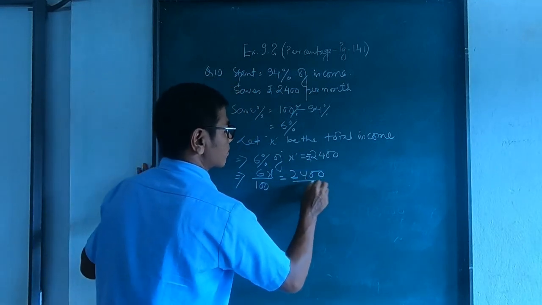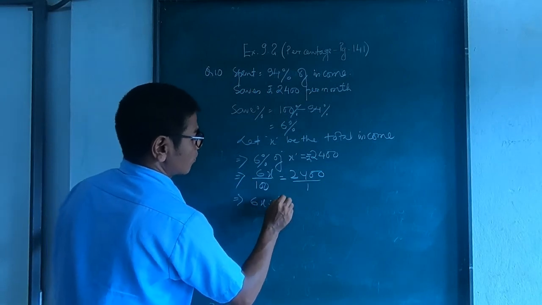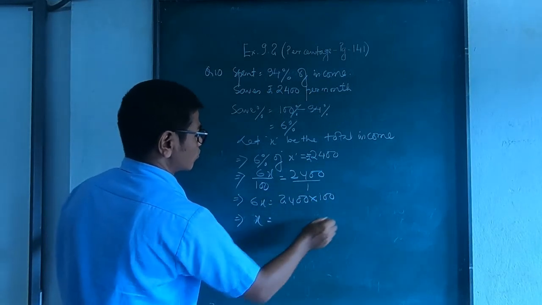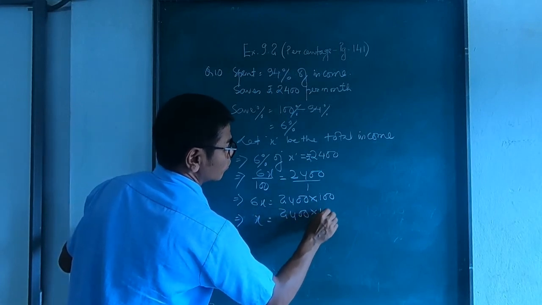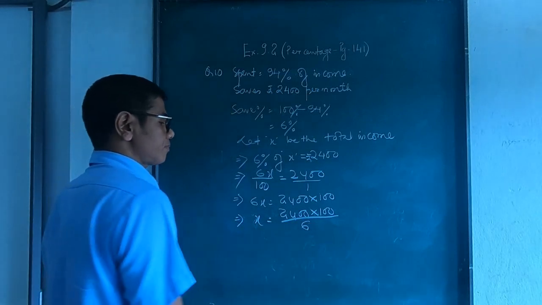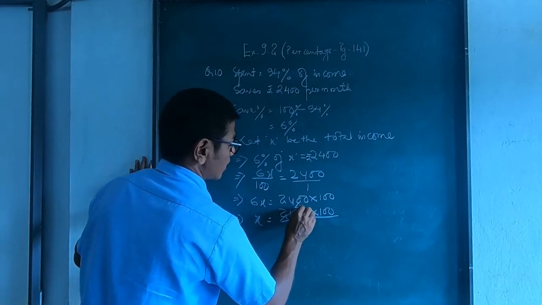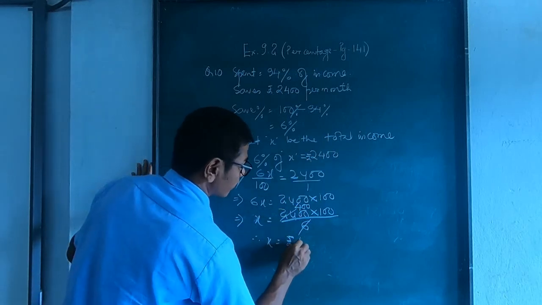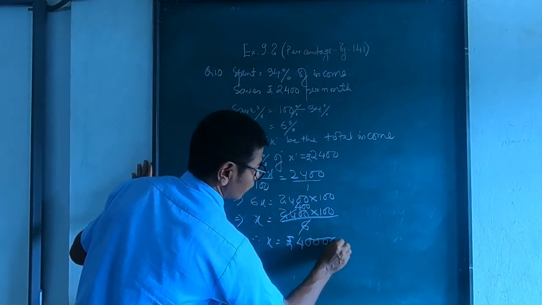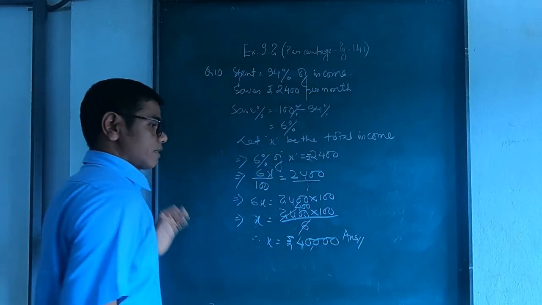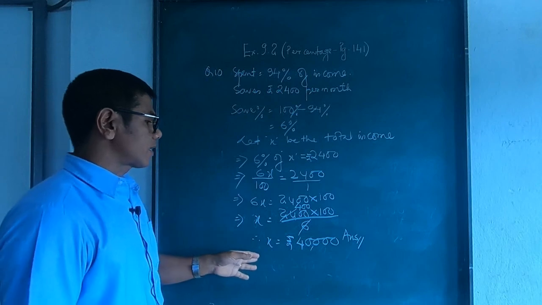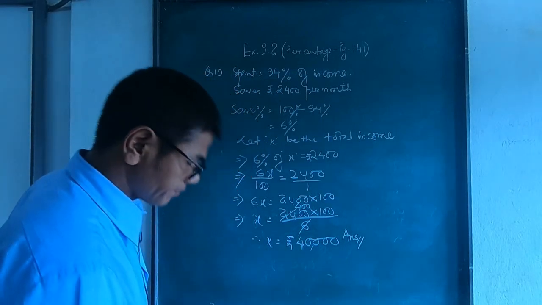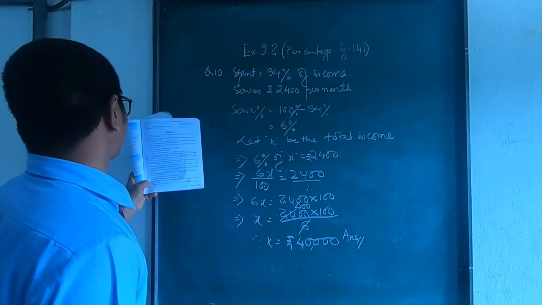Now just simplify it. Okay, now we cross multiply. 6x equal to 2400 into 100. Thereby keep only x on the left, this will go to the right, will become divide, 2400 into 100 divided by 6. 6 fours are 24. Thereby x equal to the total income, rupees 40,000. Thereby we see that his monthly income is rupees 40,000. That's question number 10. Now we'll go and do question number 12.